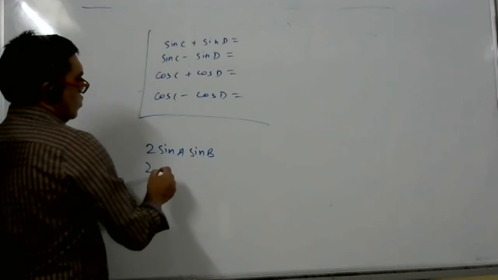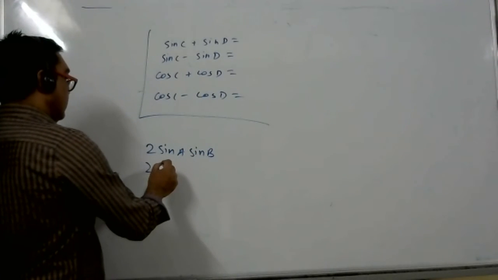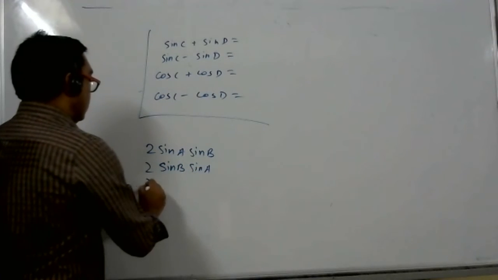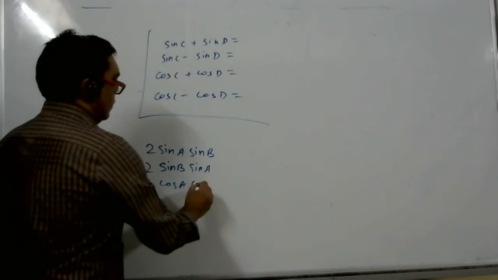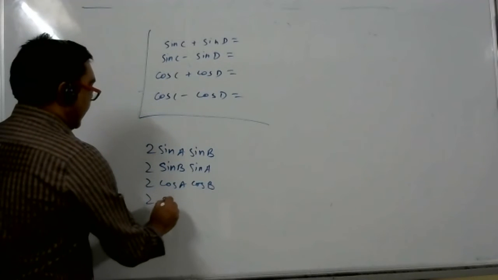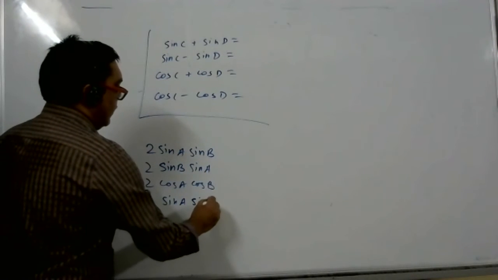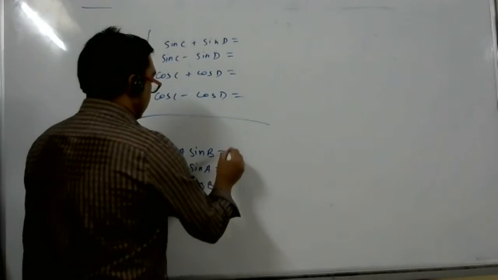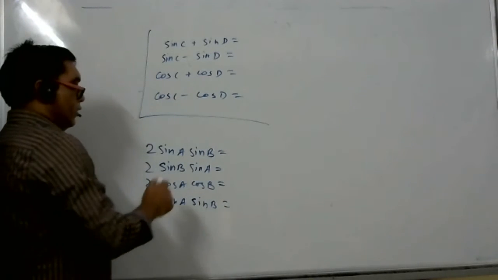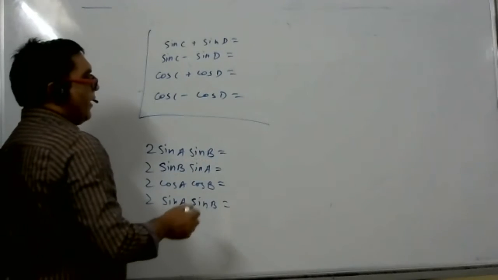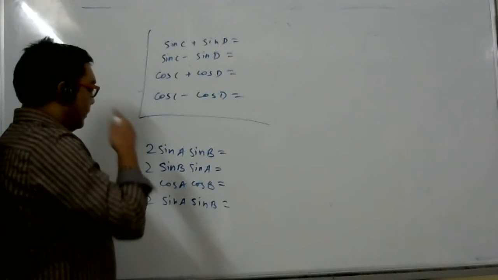2 sin B sin A, 2 cos A cos B. So aren't both of them the same thing? 2 sin A sin B. No, here product to sum we are doing. See, I will tell the formula. So sin B sin A is the same as sin A sin B, right? Same. So almost same. So what will come? 2 sin A sin B same. But what happens, student? Okay, it is same only.